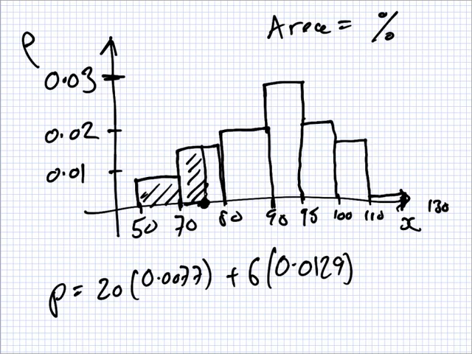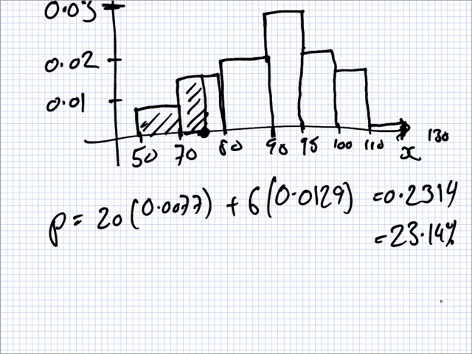So let's calculate that. 20 times 0.0077 plus 6 times 0.0129. That comes out at 0.2314, or in other words 23.14%. Now it said how many. So how many people ran this race? 350. So if you change this into 23% of 350 people, that would be 81 people.